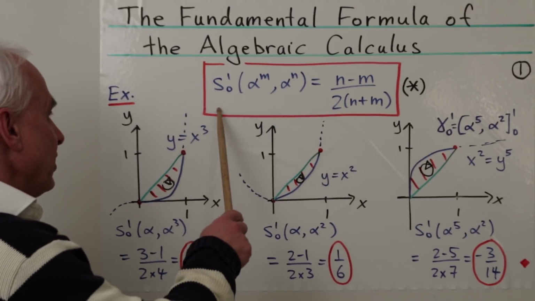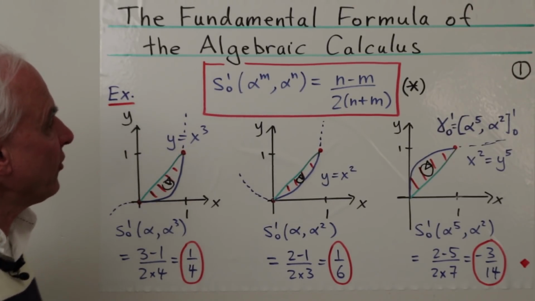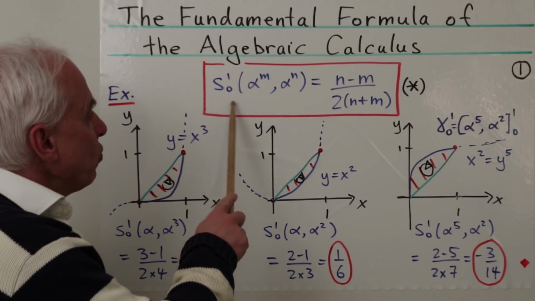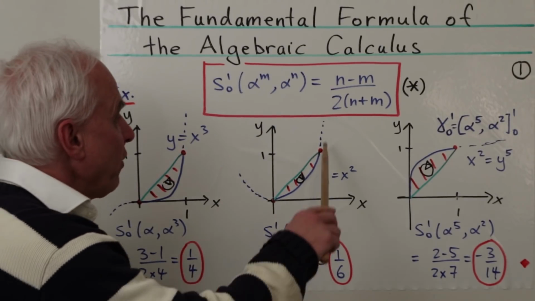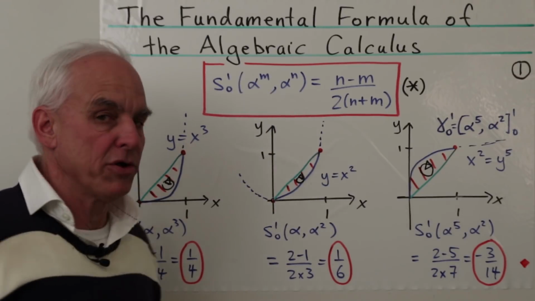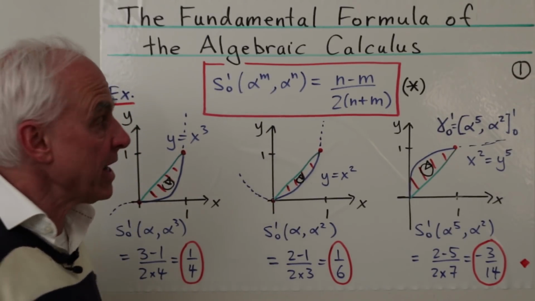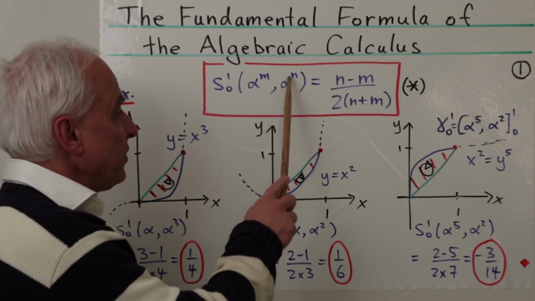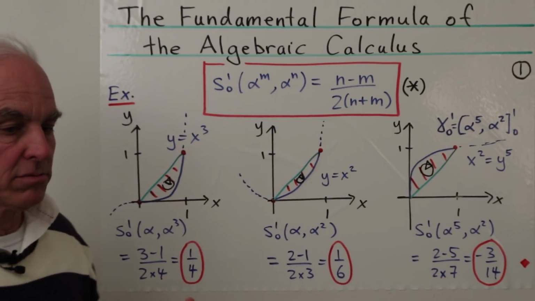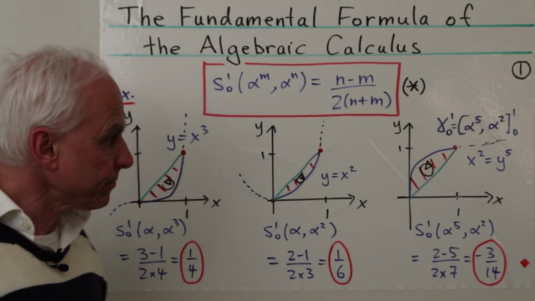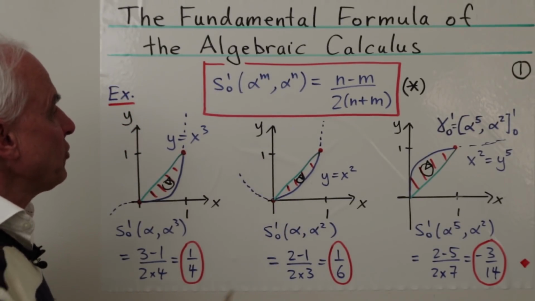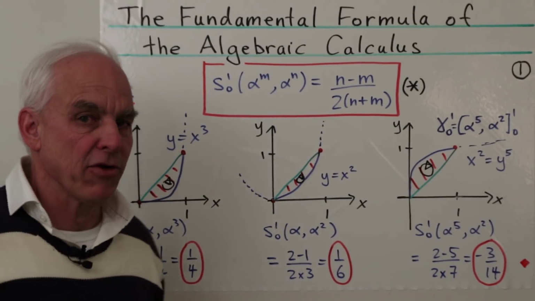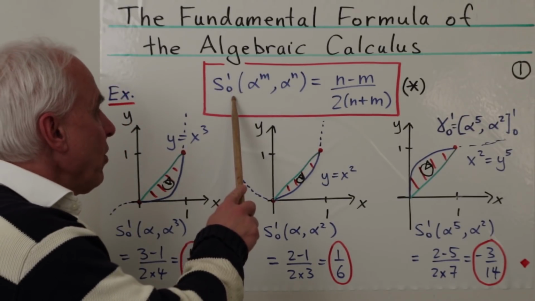So the fundamental formula is the one I gave you last time. It's this one here. And it's telling us what happens in a very important special case, when we have a curve given by a polynomial parametrization, in this case, alpha to the m, alpha to the n, so m and n are natural numbers. This is then a curve. And we're interested in the signed area of this thing from 0 to 1.